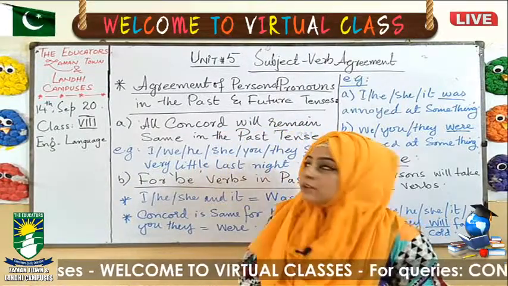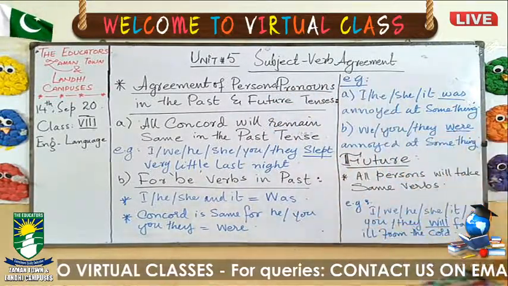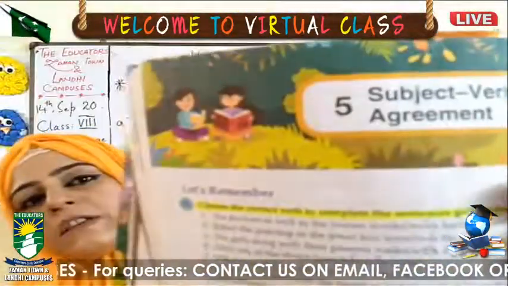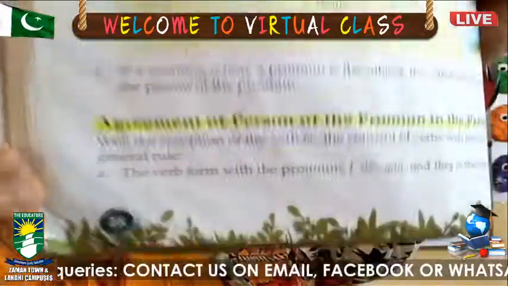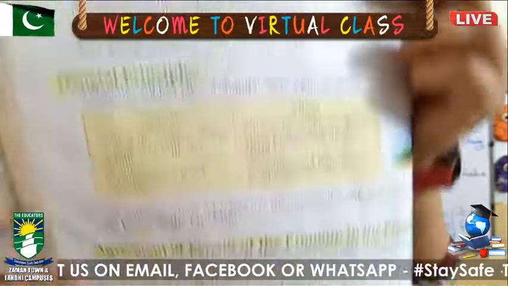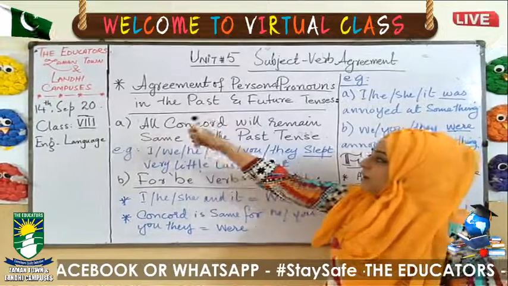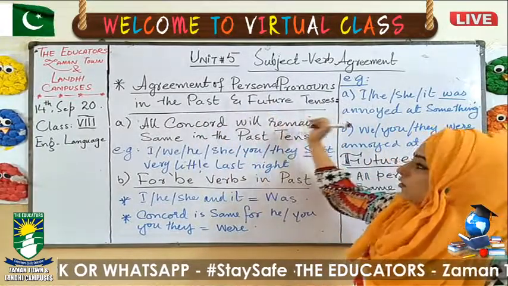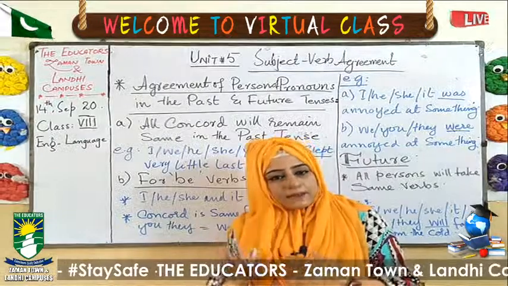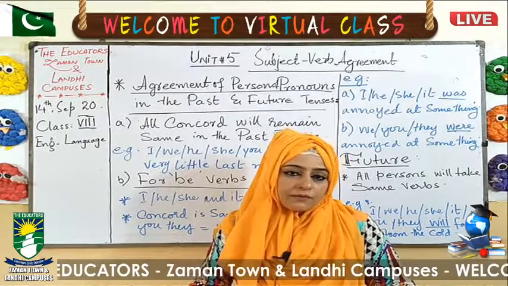Today we are going to discuss unit number 5, subject verb agreement of your book, page number 28. See this subject verb agreement, page number 28. Okay. Now in this chapter, today we are going to discuss agreement of persons of pronoun in the past and future tense. As we have discussed the present tense in our previous class, today we are going to discuss our remaining two tenses, past and the future tense.